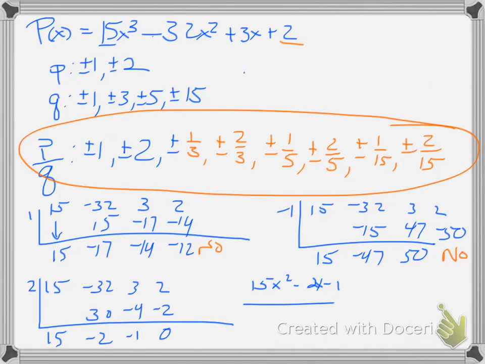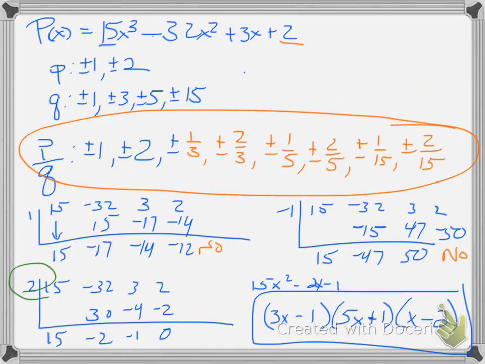Because I have the quadratic, I can look to factor that. And what that factors into is 3x minus 1 times 5x plus 1. And with this 0, I have another factor of x minus 2. So this is completely factored. If I would have kept going, you would have gotten positive 1/3 to work, and you would have gotten negative 1/5 to work from those two factors.